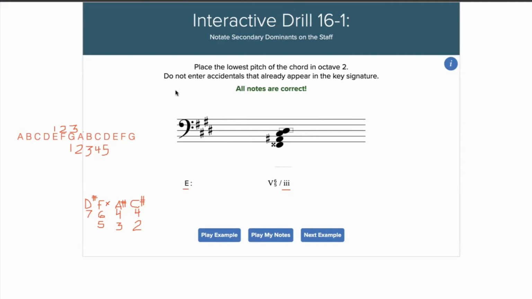That one was nasty. So hopefully you see how to construct your secondary dominants. Hopefully this interactive drill has helped you.